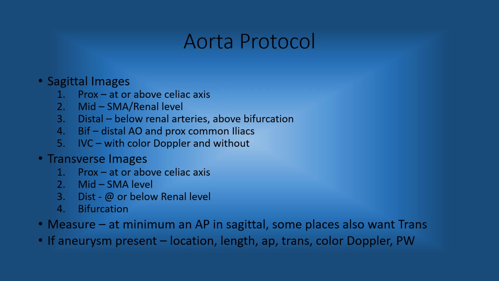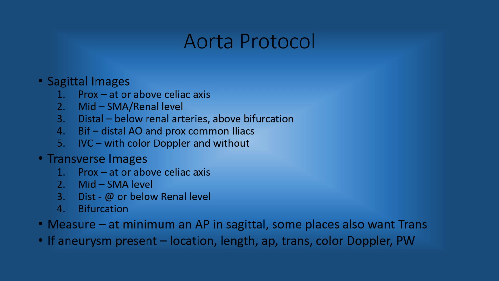Okay. In sagittal, you want to start at the top. You want to get a proximal at or above the celiac axis. You want a mid at the SMA/renal level. You should see that splenic vein. You might see the renal arteries taking off. You should see the SMA in your picture. Distal, you want to be below the renal arteries but above the bifurcation.